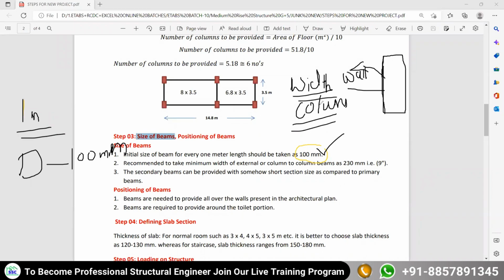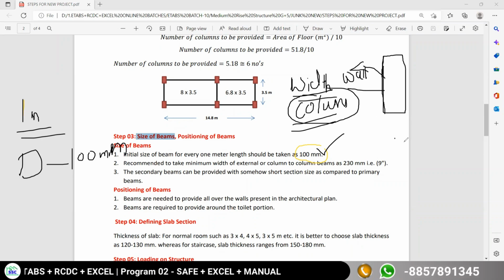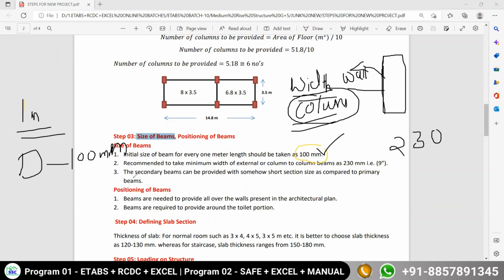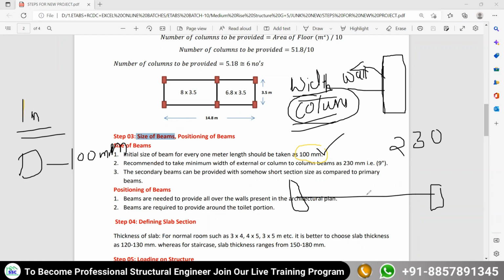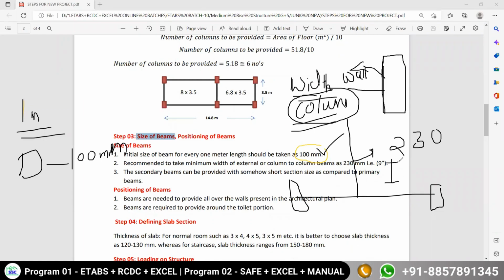Okay, so here whatever the width of the column is, accordingly we are going to take the width of the beam. So the width of the beam we are going to take is 230. Now the secondary beam can be provided with a somewhat shorter section size. The primary beam means the beam connected from column to column. For that we have to use larger sizes. But for the secondary beam, we can reduce the section size, means we can reduce the depth. For the primary beam, you are not allowed to reduce the section size. The section size will be as per the design requirement.